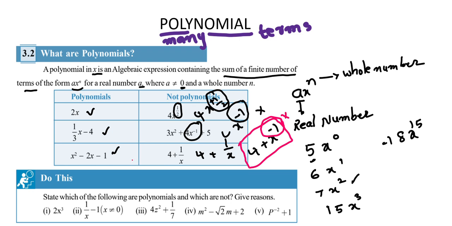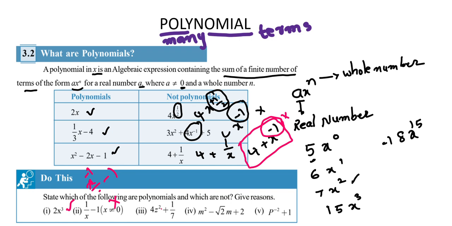Understand? Look at the following. Which of the following are polynomials? 2x cube is a polynomial. 1 by x is not a polynomial, because we can write 1 by x as x power minus 1, and minus 1 means it is not a polynomial.